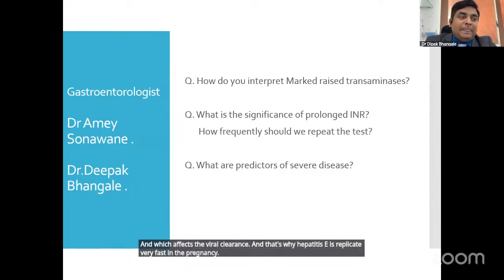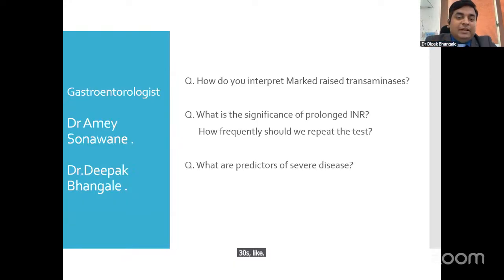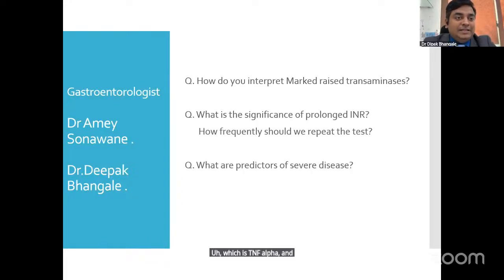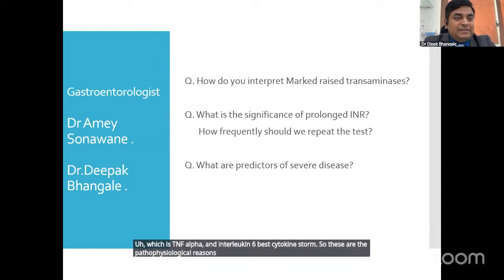Third, there is genotype 1, which is prevalent in India and, compared to other genotypes, is very much virulent. So that virulence itself plays a role. And we have seen the cytokine storm developing faster in hepatitis E compared to hepatitis A, which is a TNF alpha and interleukin 6 based cytokine storm. So these are the pathophysiological reasons why hepatitis E is severe.